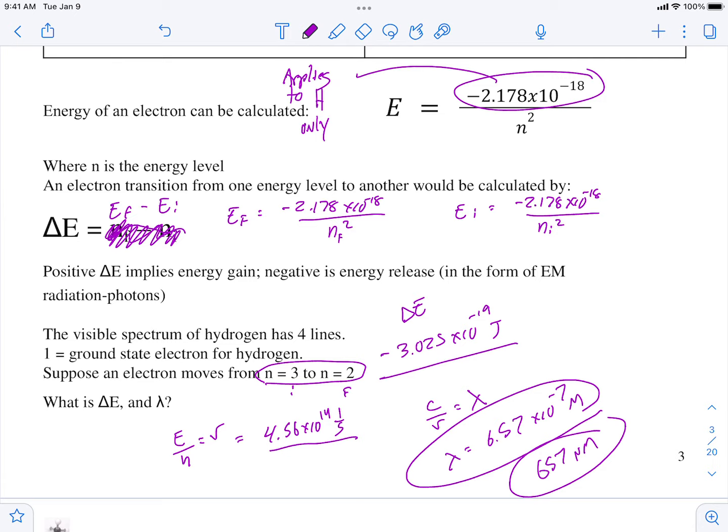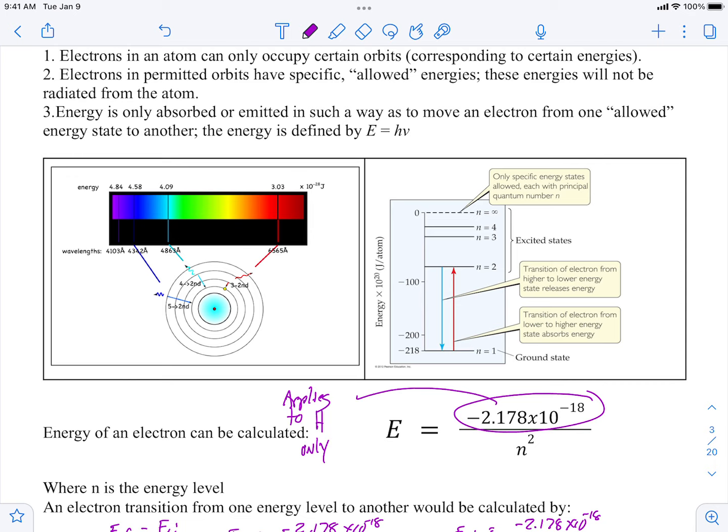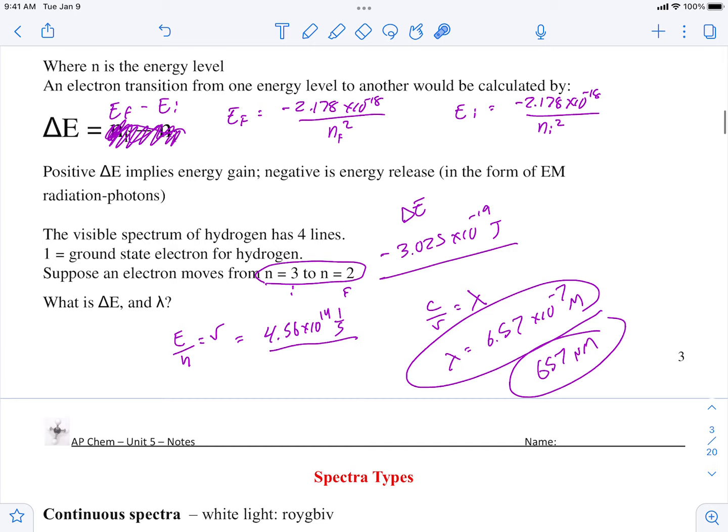Okay, let's pause here and make sure that everybody understands what just happened. For hydrogen, we can calculate the energy of electron transitions. Electrons jump up, they jump down. When they fall down is when the energy is released. That's when the photon is released. So anytime an electron falls down, we can calculate how much energy change there is as long as you know where it started and where it ended. Plug them in here. Calculate your delta E, because it's the final, this minus this gives us that. Once we have the energy, we can find our frequency, which means we can find our wavelength.